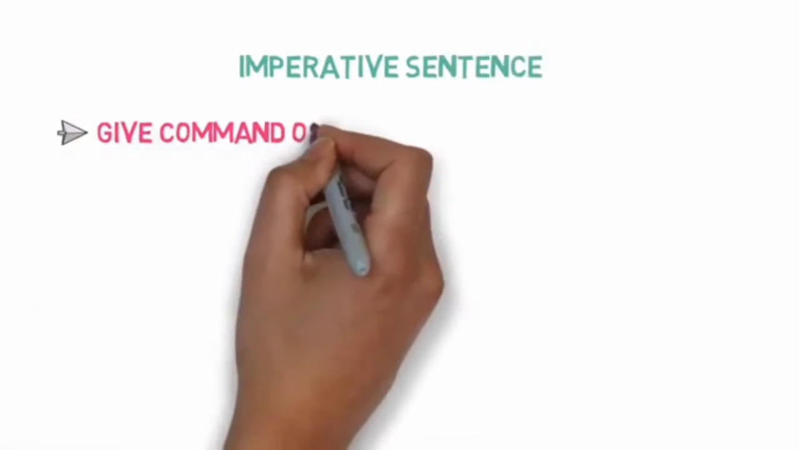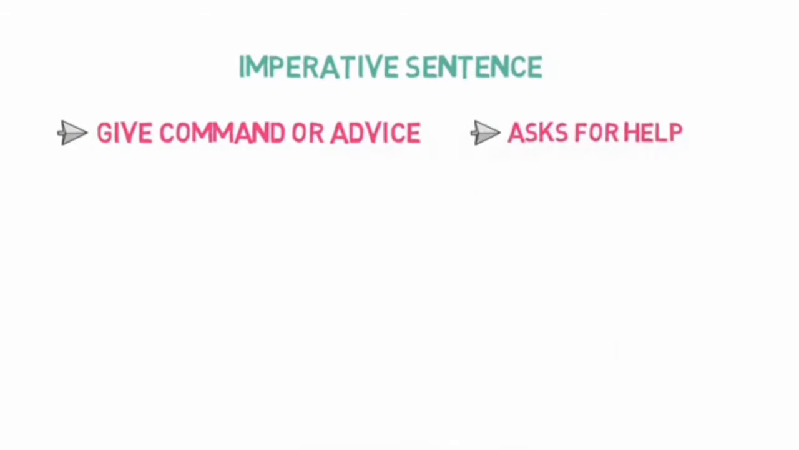What is an imperative sentence? An imperative sentence is used to give command or advice or ask for help. Let me give you some examples of it.